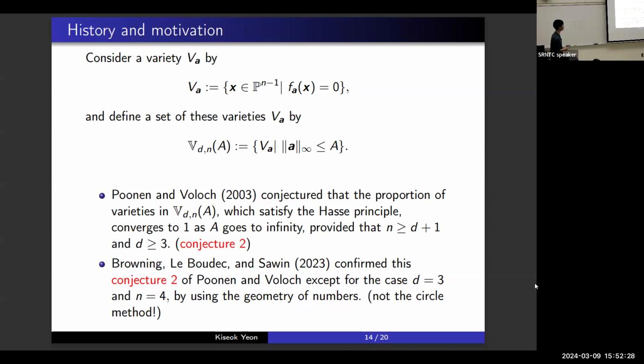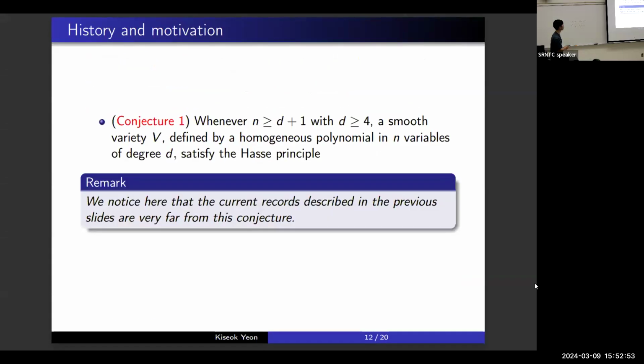And Poonen and Voloch conjectured that the proportion of varieties in this set which satisfy the Hasse principle converges to 1 as the height goes to infinity, provided that n is greater or equal to d plus 1 and d is greater or equal to 3. We are going to call this one conjecture 2. Okay, if conjecture 2 is true, then we can say that conjecture 1 is true in this particular probabilistic sense.